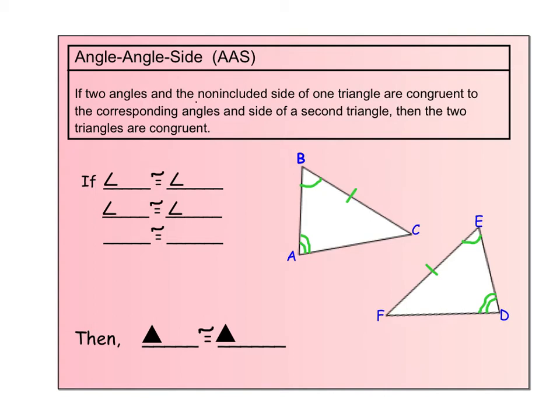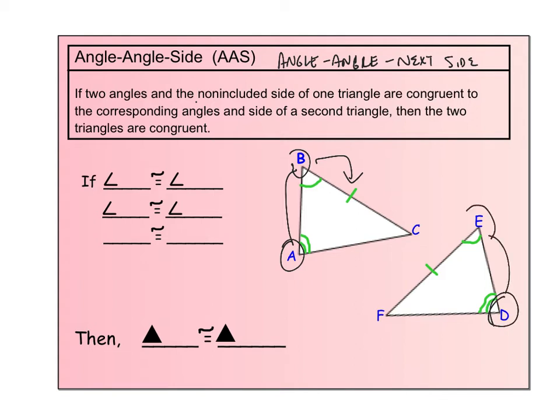The way that I tell kids this is that it goes kind of angle, and then it kind of goes next side. What I mean is, if I start at A, I go to B, and then this is my next side. If I start at D down here, I go to E, that's my next side. So it's angle side, but it's got to be a specific side. So B will be congruent to E, and then BC will be congruent to EF. So ABC is congruent to DEF.